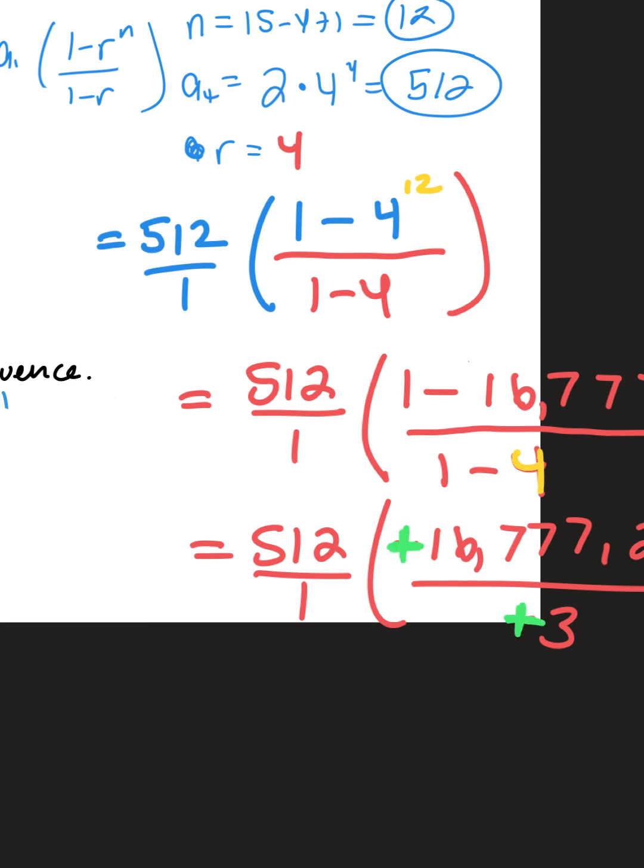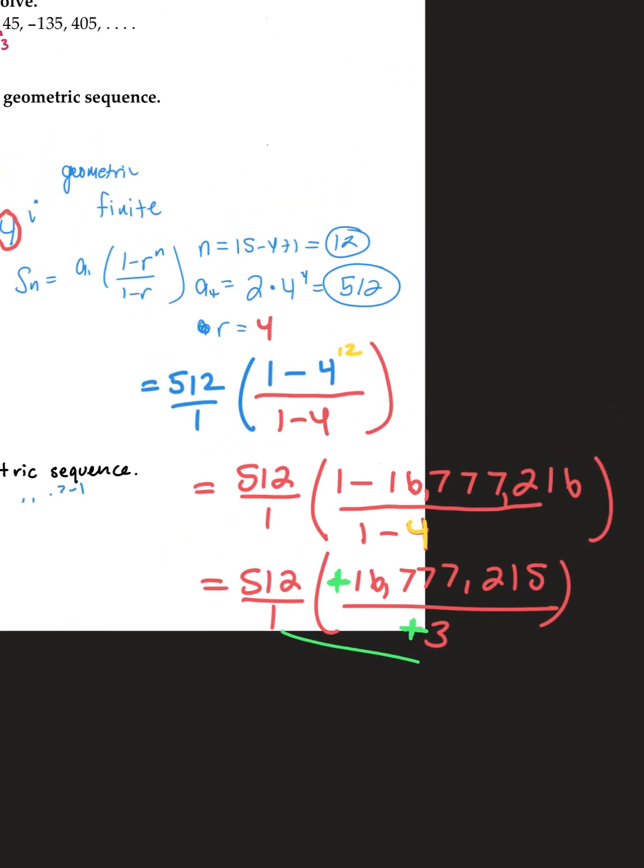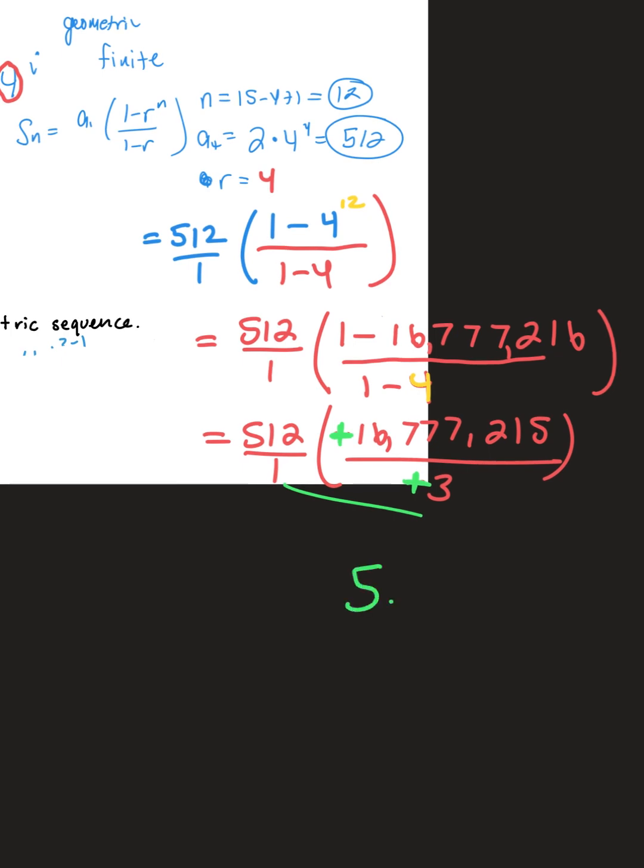So let's see if we can simplify it at all. Does 512 divide by 3? Nice and pretty. Do 512 divided by 3. What do you guys get? 170.3. Point? Nope, don't want it. What about 16,777,215? Does that divide by 3? Whole number. What is it? 5,592,405. Okay, and then we times that by what?